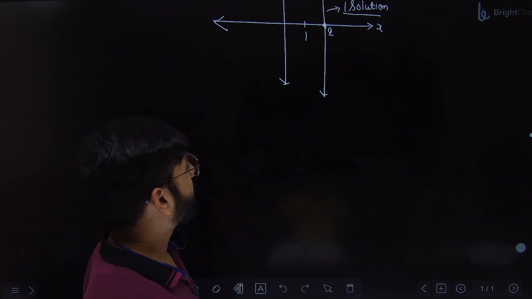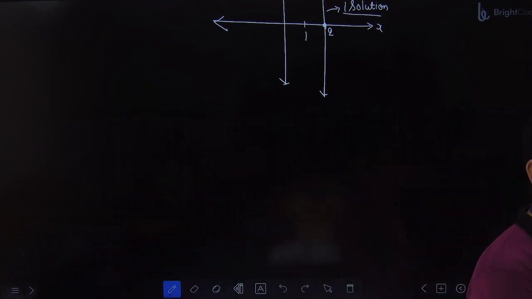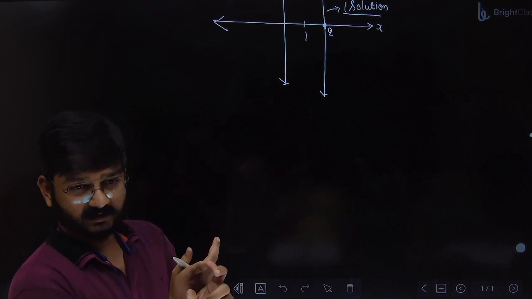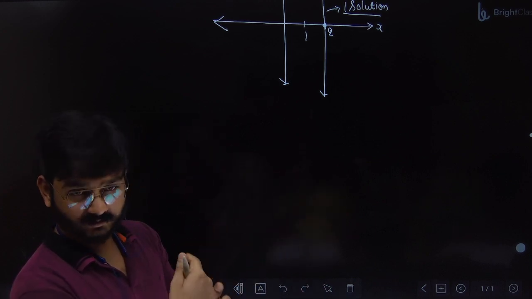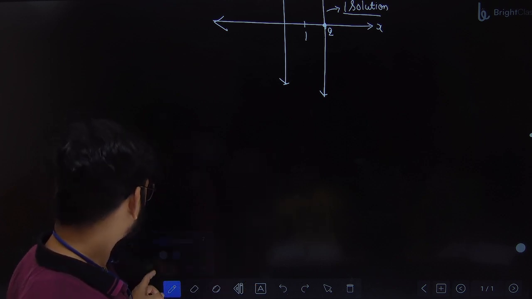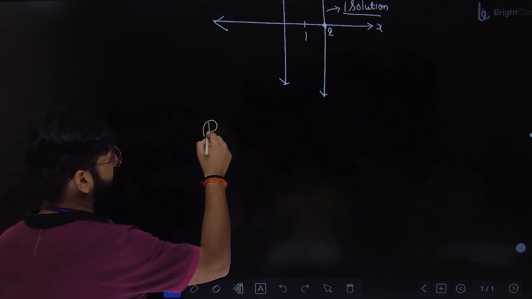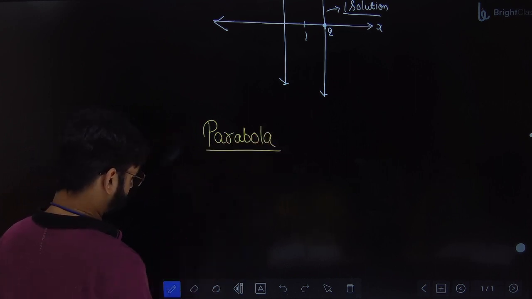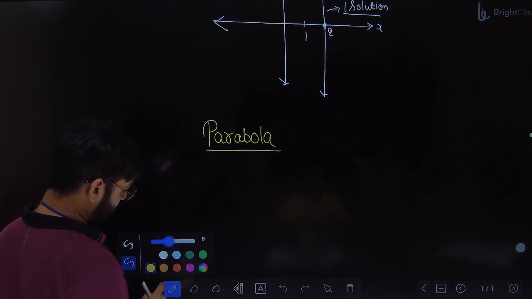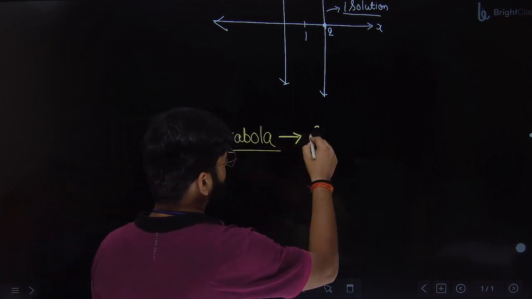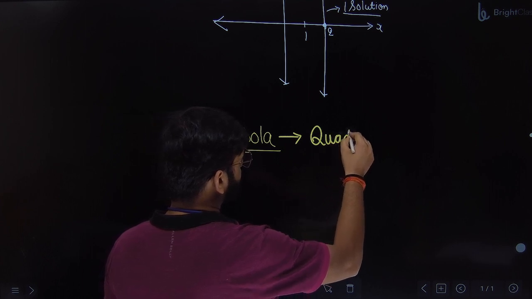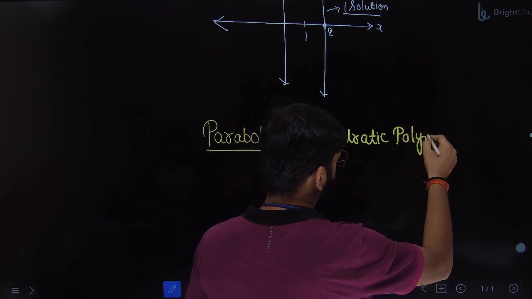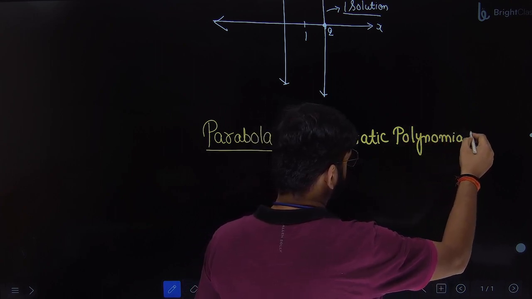Write down the heading. Now see, you have understood how to find the zeros by using the graph. You know how to plot a straight line. Let's talk a bit about the parabola. So when do we get a parabola? Quadratic equation or quadratic polynomial. So you will get a parabola whenever you plot a quadratic polynomial or quadratic equation.